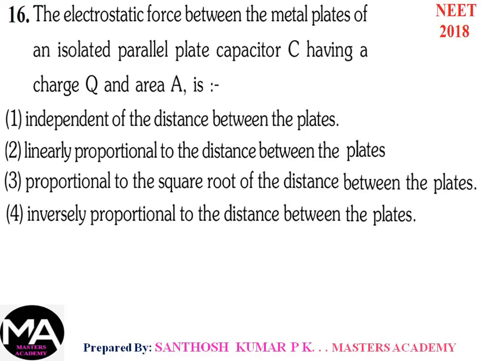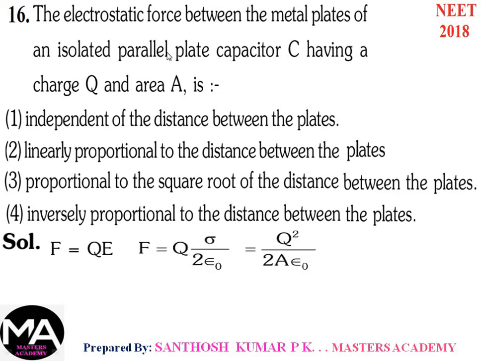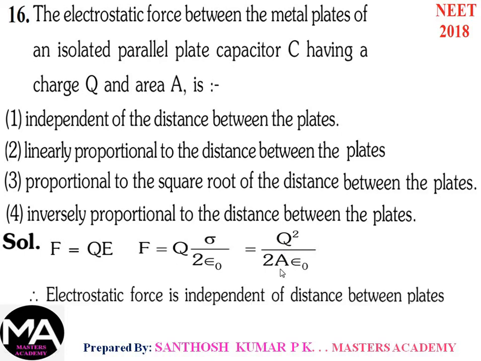Next problem. The electrostatic force between the metal plates of an isolated parallel plate capacitor C having a charge Q and area A is. It is from NEET 2018. So we know that force is equal to Q into E, and here it is a charged plate. Therefore the electric field is given by sigma by 2 epsilon naught, and sigma is charge by area. So the force is Q square by 2A epsilon naught. Therefore the force is dependent on charge, area and epsilon naught. It is independent of the distance between the plates. Therefore the option is the first one, independent of the distance between the plates.